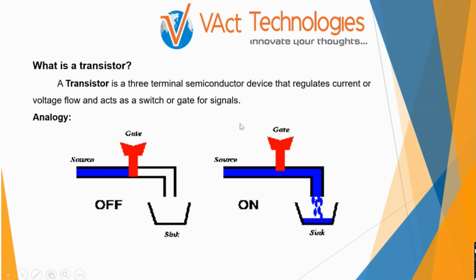The three terminals of a transistor are base, emitter, and collector. Here in this example, consider the gate as a base, the source as a collector and the sink as an emitter. If the base is not triggered, that is the base is given the low value, then the current flow or voltage flow from the collector to emitter does not occur. Now, if the gate is open, that is the base is given high voltage, then the current or voltage flows from the collector to emitter.